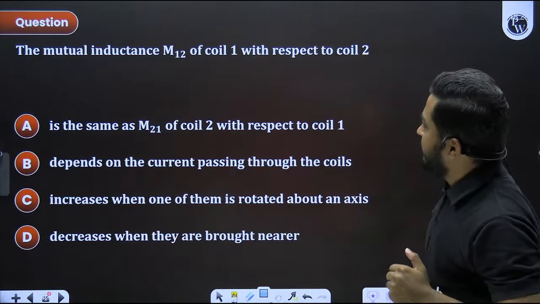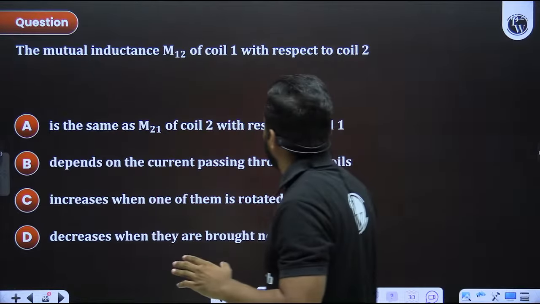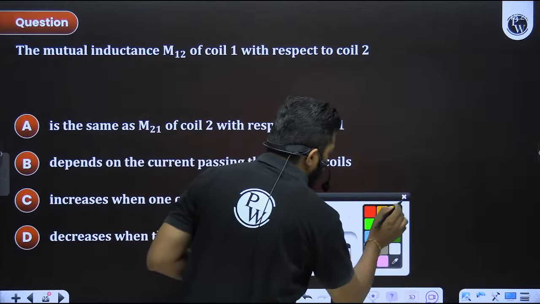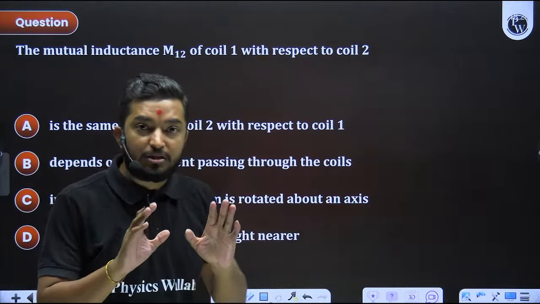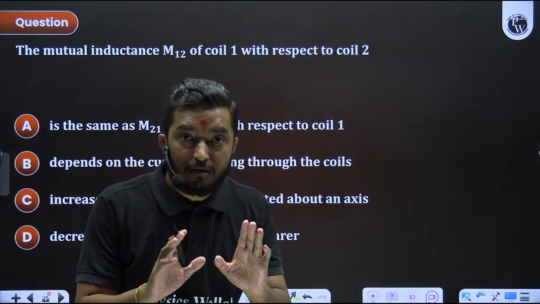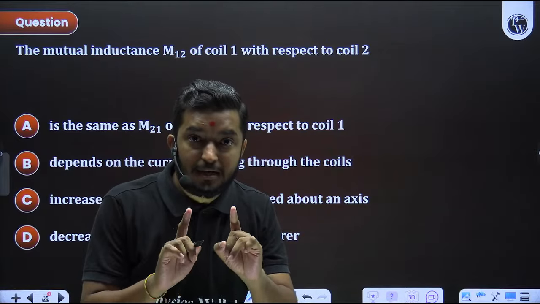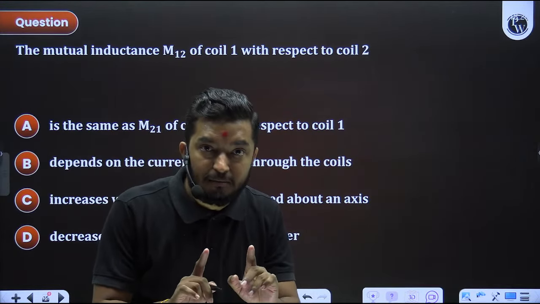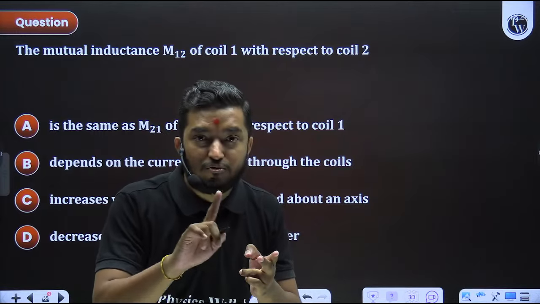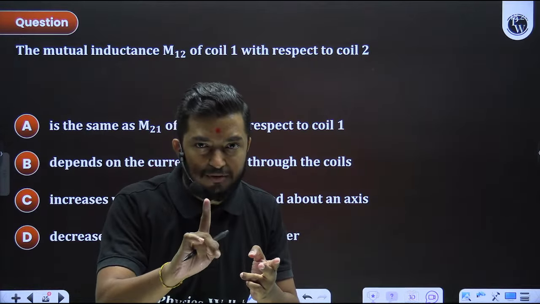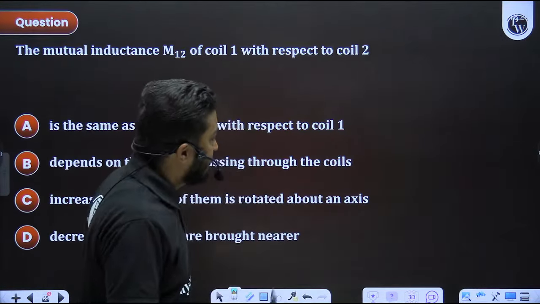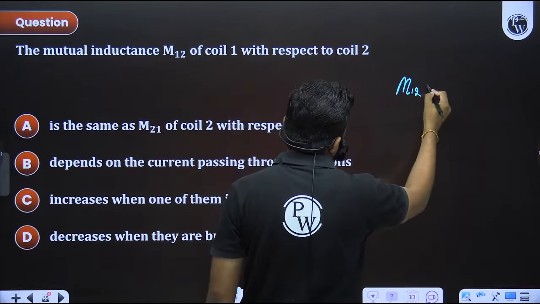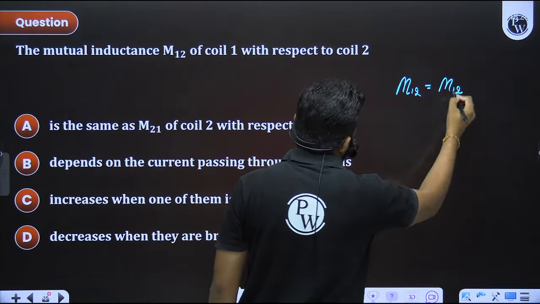Okay, so next, the mutual inductance M21 of coil 1 with respect to coil 2. Just remember one theory from chapter number 6. We learned one theory, the reciprocity theorem, with the same axis of two solenoids. Yes sir, there are two solenoids with the same axis, and we proved in the reciprocity theorem that M21 becomes M12. Both have the same value.